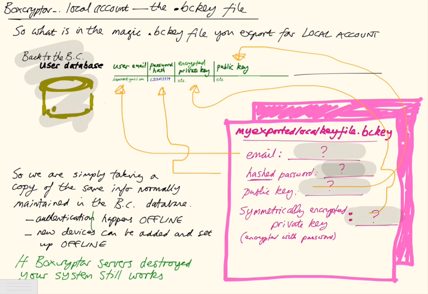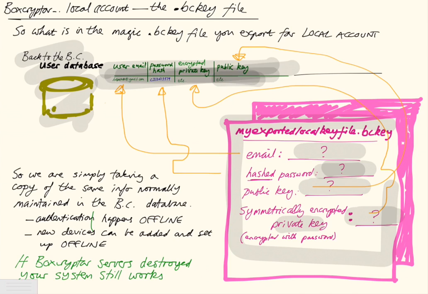And that's why the BC key file is not secret, because if anybody gets a hold of this file, they can't get your private key, because just like on the Boxcryptor server, the private key is encrypted using the user's password. So that's why this file is not a secret file. If you think about it, the information in this file is exactly the same information that's stored in the Boxcryptor user database. So this is just all about saying, listen, Boxcryptor, I don't need your servers or your database or your authentication. I'm going to do it all myself locally on my new device.